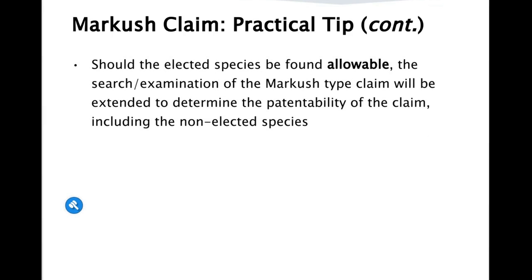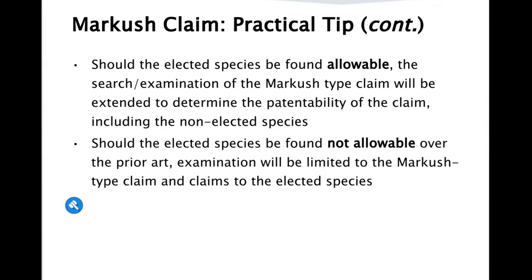Once a species in a Markush claim has been elected and that species deemed allowable, the examiner must extend the search to the non-elected species to determine the patentability of the claim. However, if the elected species is rejected over the prior art, examination will be limited to the Markush-type claim and claims to the elected species. If you find art on another species, you do not need to extend the search to cover all the non-elected species.